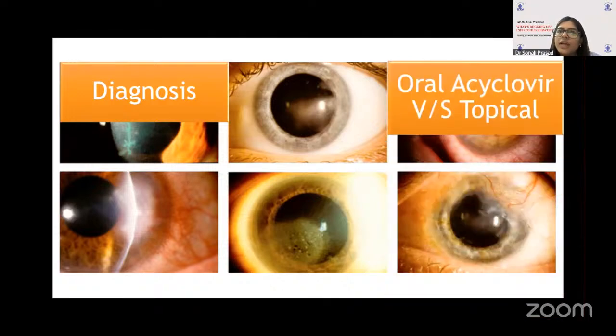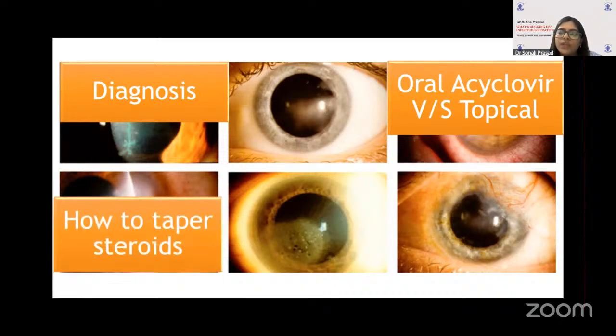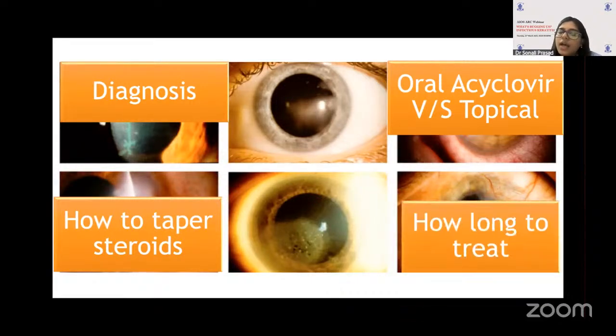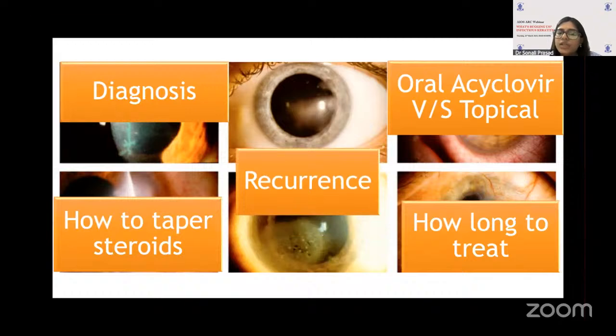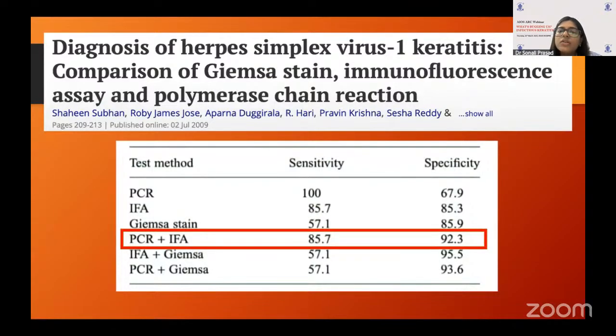So once you've diagnosed which anatomical layer is involved in the viral keratitis, you should choose which topical therapy or oral acyclovir or antiviral therapy to go for. Whether to start steroid in this particular categorized therapy or not, when to taper, how long to treat, and how to treat the recurrence. So diagnosing is very much a clinical examination that plays a role in the diagnosis of herpes keratitis or any viral keratitis.